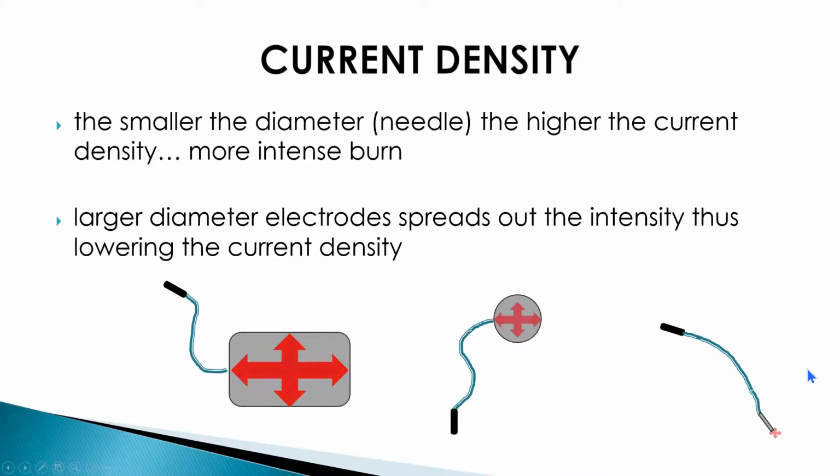The smaller the diameter of the electrode, the higher the current density is, which means the more intense burn. Increased current density means a more intense burn. Here's your surface area on a big pad electrode. Here's one on one of those sticky electrodes. And here's one on a needle electrode. The larger diameter electrode spreads out the intensity, thus lowering the current density.